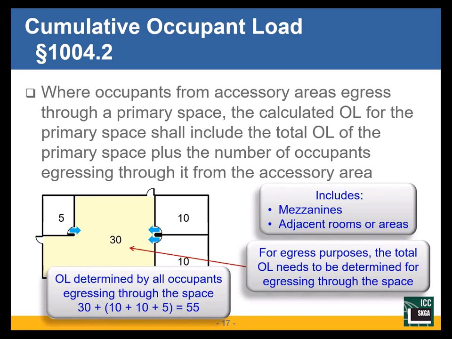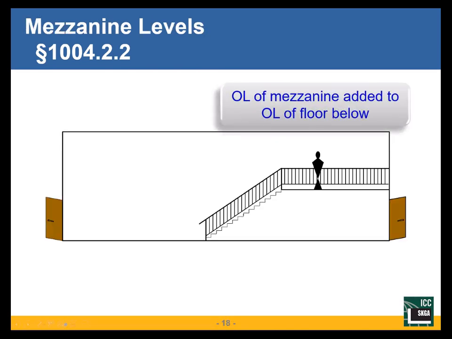This example is a perfect example because at 30, I only need 1 exit, and my doors can swing in. I've now crossed 50. At 50 or more, I have to have 2 exits. When 2 exits are required, I have to have exit signs. At 50 or more, the doors have to swing in the direction of egress. So many changes occur when I cross that threshold, so make sure we add them together.